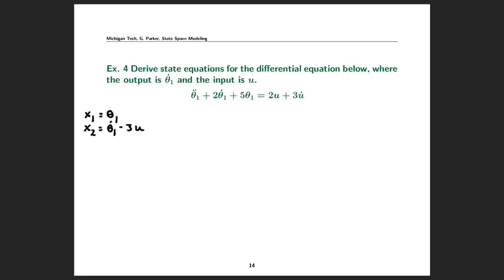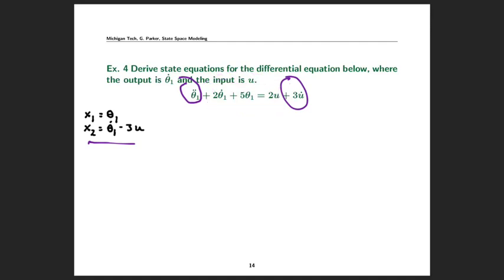Well, let's pick some states. The correct way to do this, or one correct way to do this, is like so. I'm setting x2 equal to theta 1 dot minus 3u. The reason for that is I'm thinking ahead. That is, I'm thinking to what's going to happen when I form x2 dot, and I have a theta 1 double dot minus 3u dot, and then all this stuff I can write in terms of x1, x2, and u.